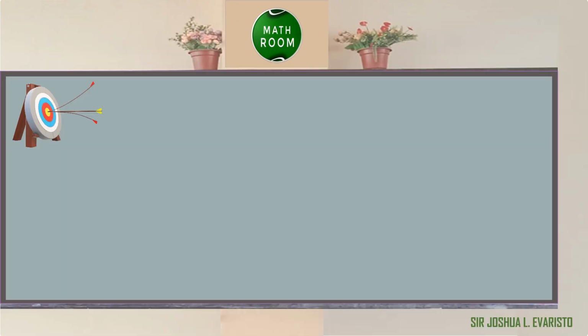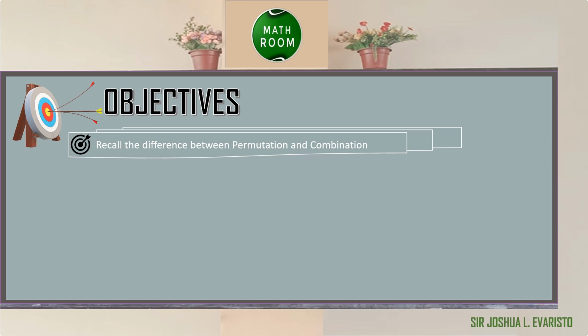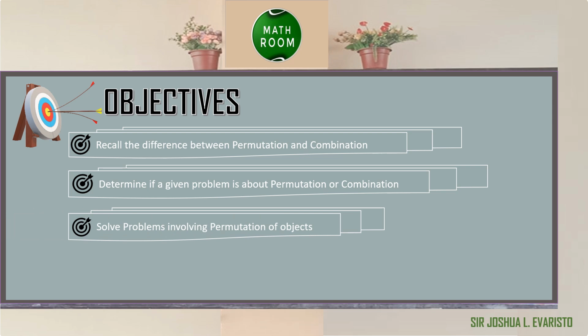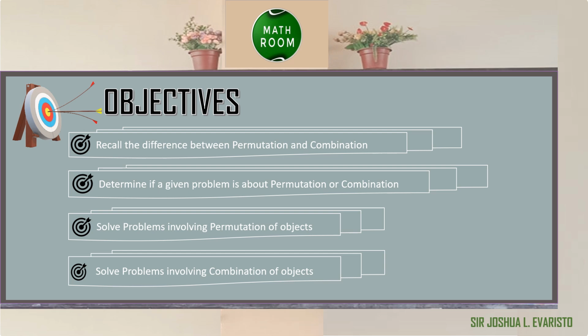Before we proceed in our discussion, let me present to you our objectives. At the end of this video, you should be able to recall the difference between permutation and combination, determine if a given problem is about permutation or combination, solve problems involving permutation of objects, and solve problems involving combination of objects. Let's get started.